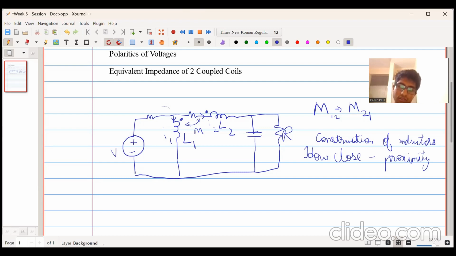These circuits are magnetically coupled as well as electrically connected to each other. But in case of, let us consider, the circuit of a transformer.